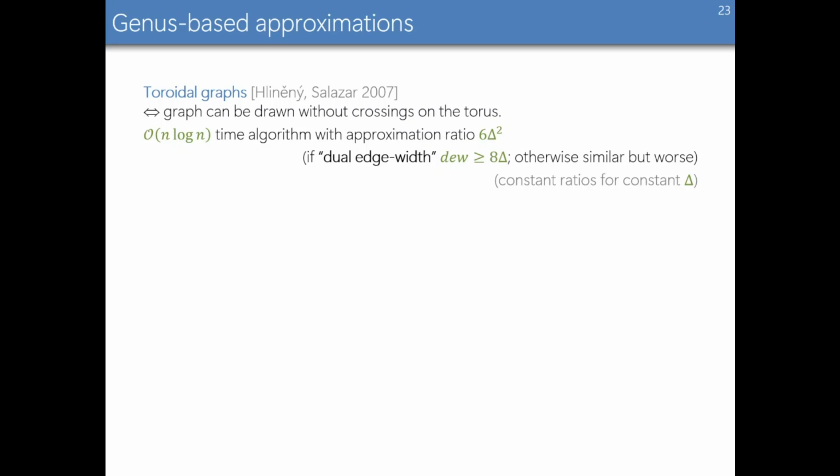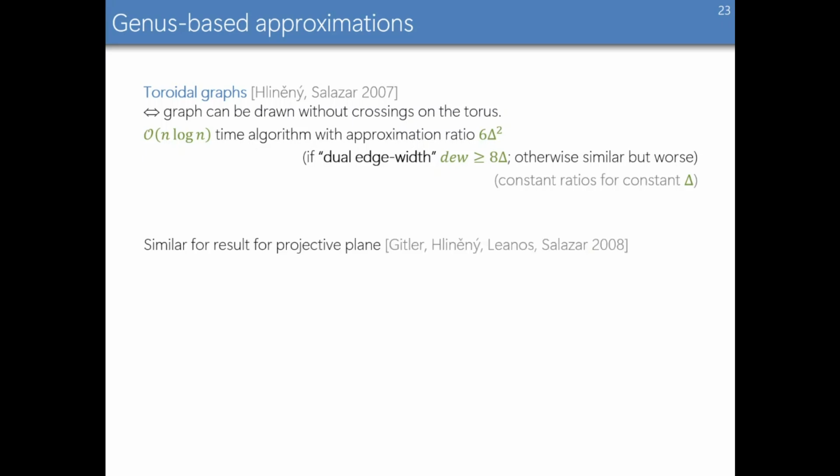The whole truth is that this approximation guarantee only holds if something that's called the dual edge width of the graph is not too small, which intuitively means when you look at the graph embedded on the torus, it's kind of dense on the torus. It's not like there are very thin parts anywhere. And if it stands on the torus, then you get this approximation guarantee. It's not so essential. If you don't satisfy this property, then you still do get an approximation ratio. It's just a bit worse.